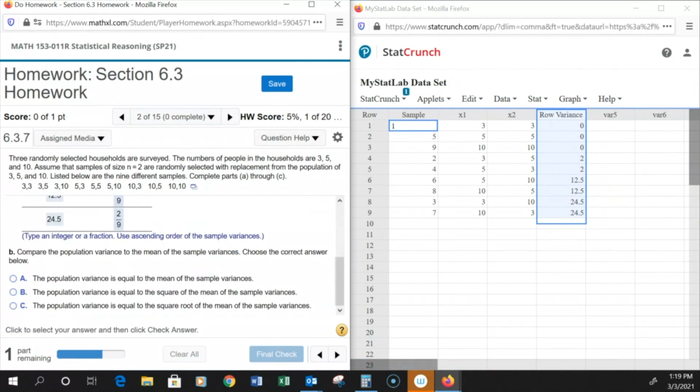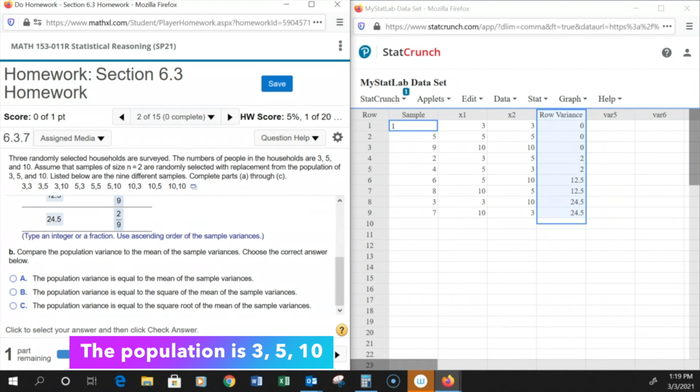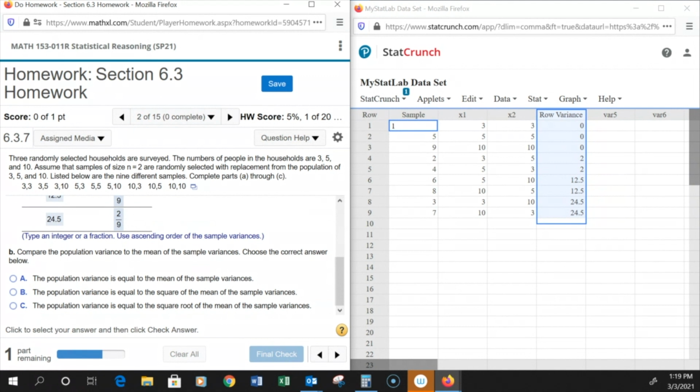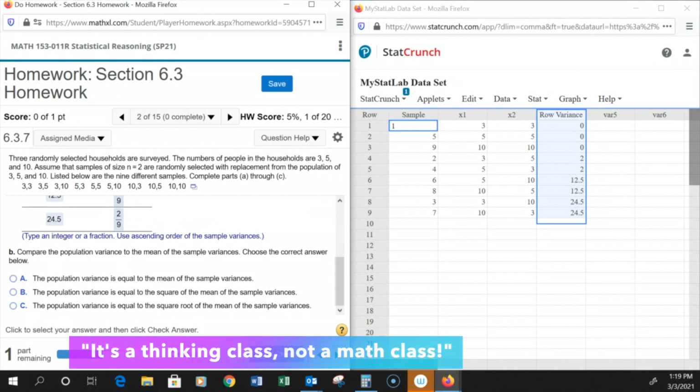Well, what's the population variance? Really good question, sir. Yeah, how would you get the population variance? Well, look at the population. It's 3 and 5 and 10. And then what? In the book, didn't we just have a formula for the population variance? Yeah, but I thought it's a thinking class, not a math class.